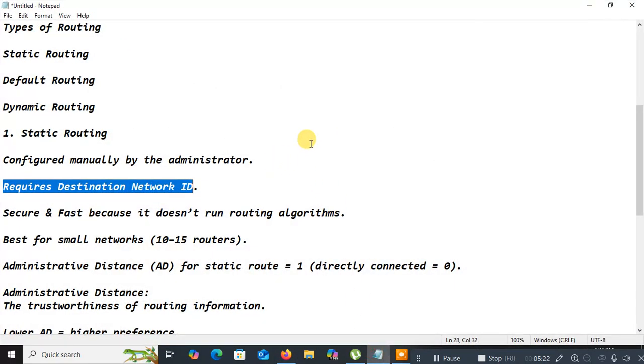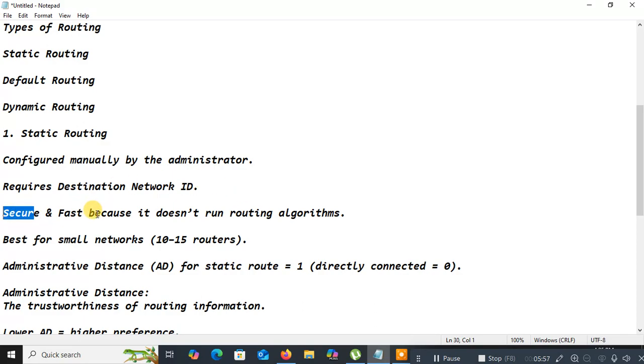Understood? Here, because it is secure and fast, because it does not run any algorithm. When you take dynamic routing, Cisco routers, any router, will know the route by running the routing algorithms; it will find out the best path. The best thing about static routing is they don't run any algorithm. Purely it will run the configuration done by the administrator only.